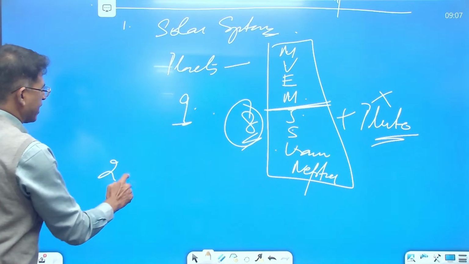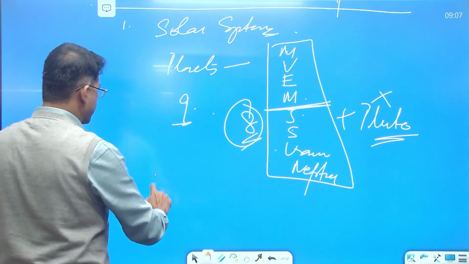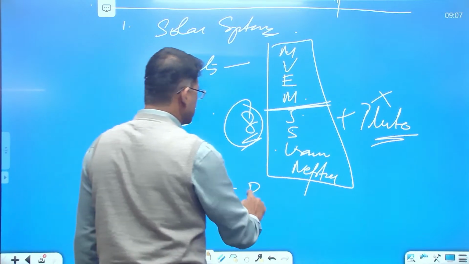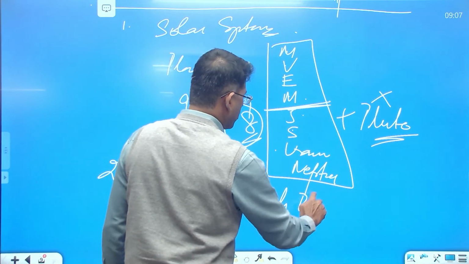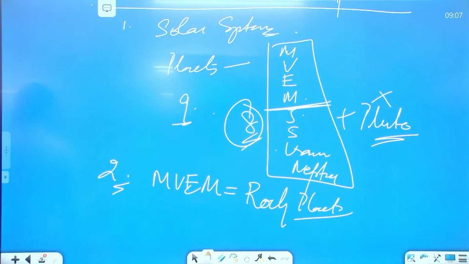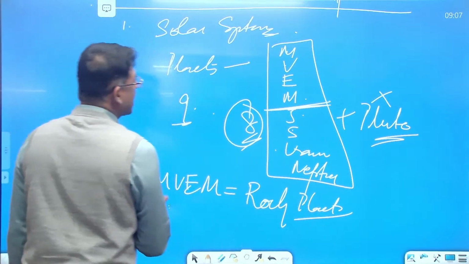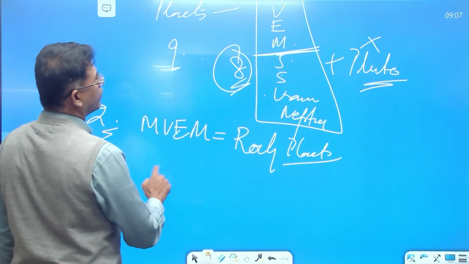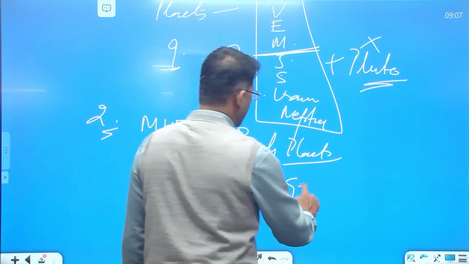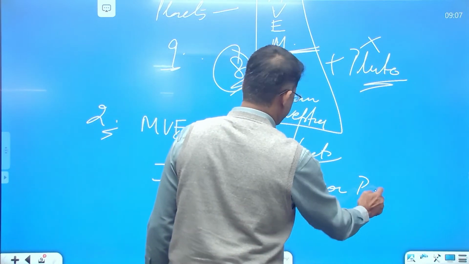The second fact I'm saying is that the first 4 planets, Mercury, Venus, Earth, Mars, are called rocky planets because they are primarily made up of rocks. Whereas the other 4 are gaseous. Okay, we have Jupiter, Saturn, Uranus, Neptune. These are the gaseous planets.